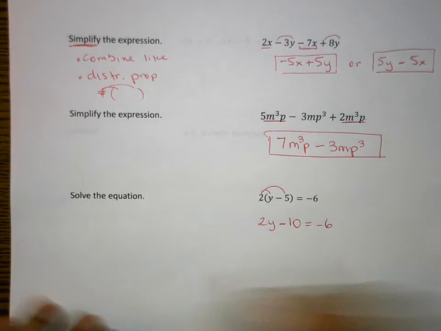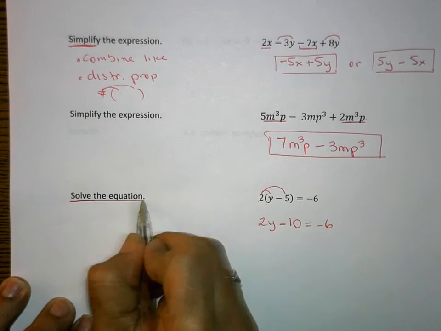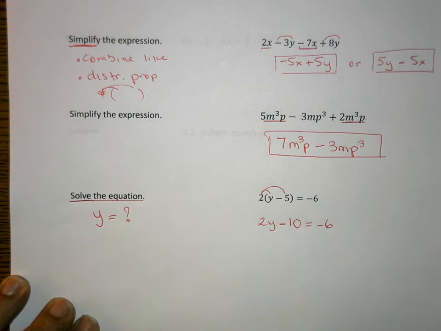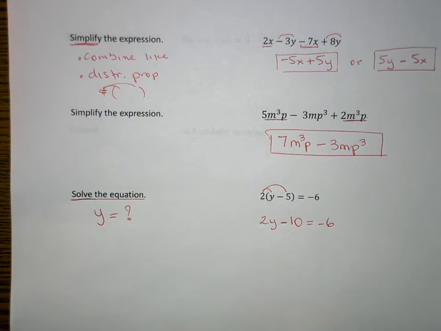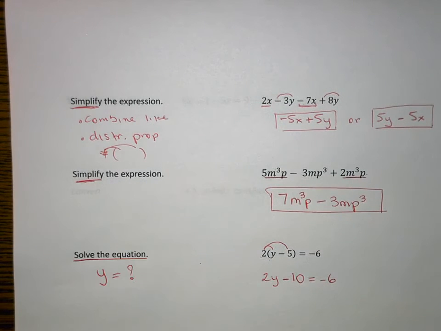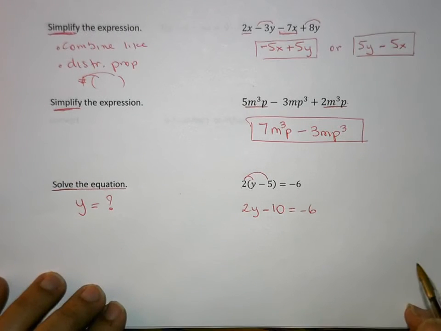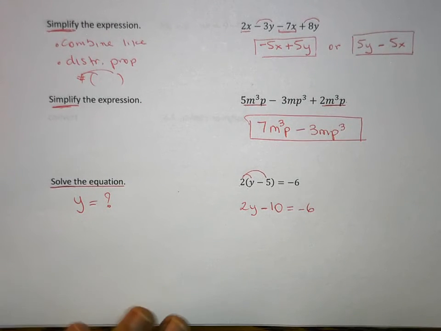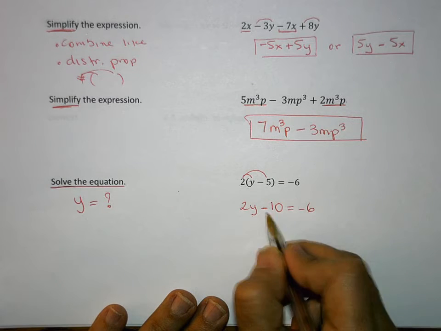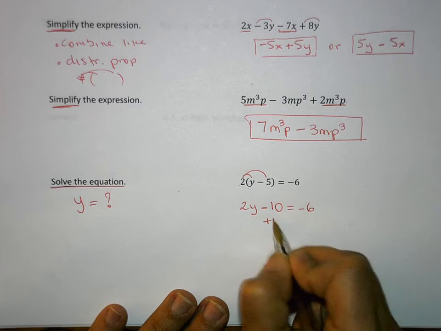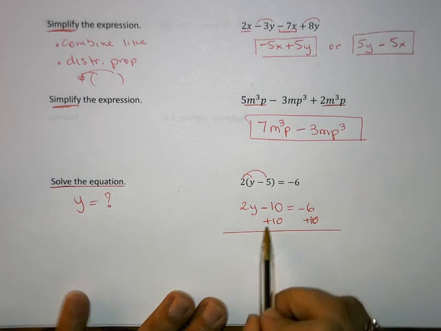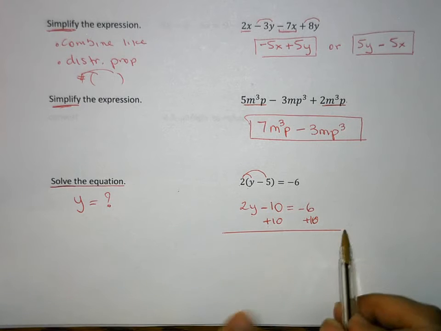But over here it's asking us to solve the equation. So I really want to know y equals what. That is really what I'm looking for. Okay? It's not just to simplify. The first two were simplify, but this next one is saying solve for y. Solve the equation. So in order to get the y all by itself, I'm going to do the opposite of negative 10, which is a positive 10 on both sides of the equation. If you add it to the left, you better add it to the right as well.